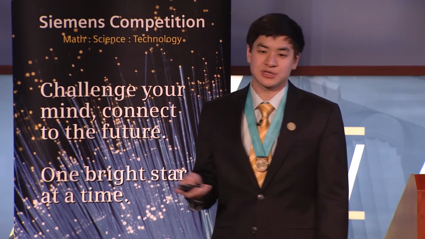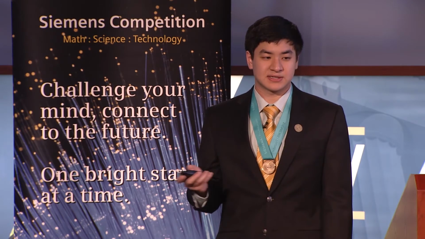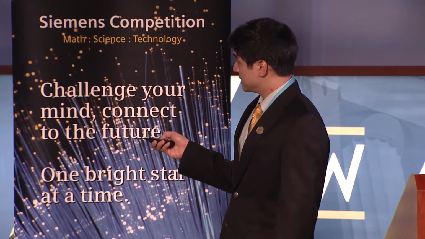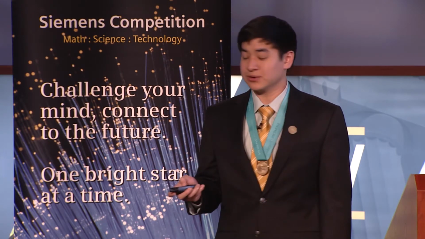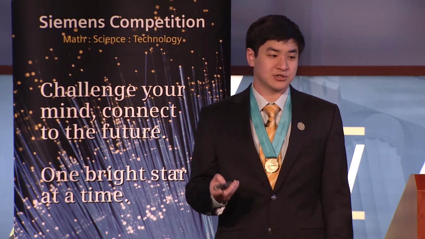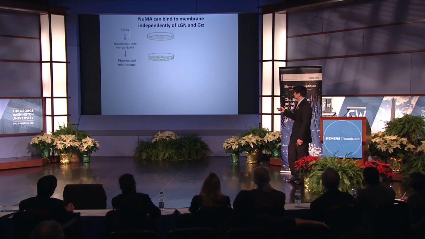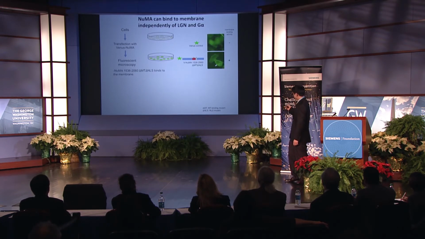To see how NuMA can recruit dynein to the cell cortex, I created a construct with a deleted microtubule binding site and nuclear localization signal that would not associate with microtubules or be localized to the nucleus, to eliminate any confounding factors. I transfected this construct into cells which also expressed Venus, a fluorescent protein which can be observed under a fluorescent microscope. In cells, Venus alone did not show strong membrane binding. However, the double deletion mutant of NuMA showed stronger membrane binding.